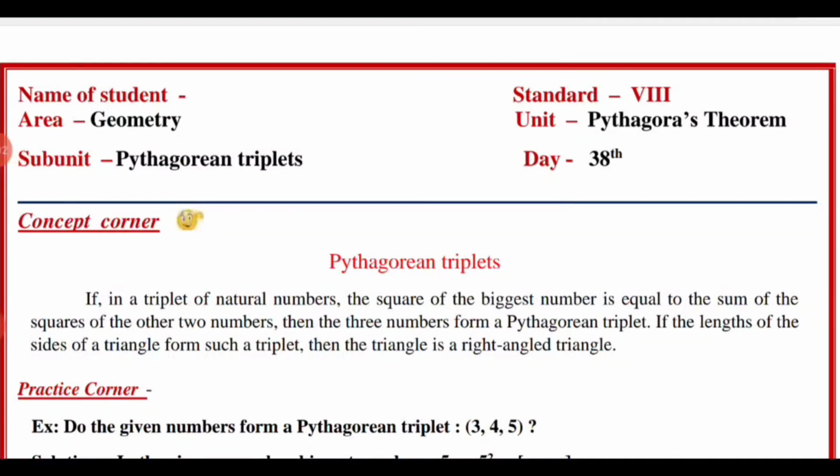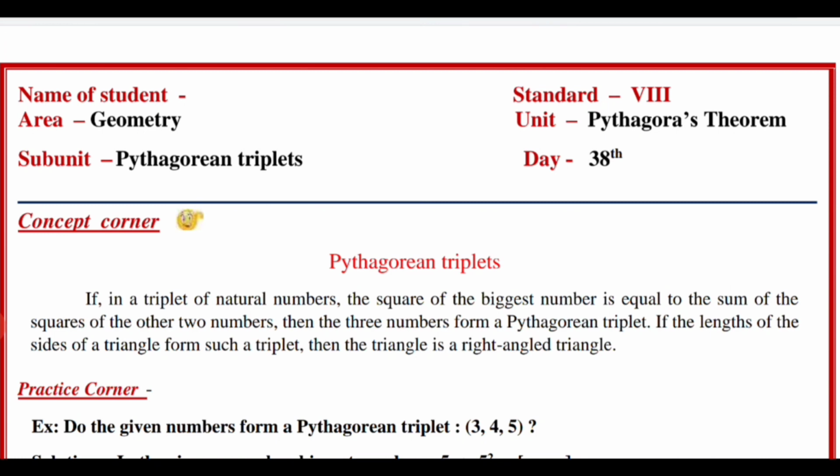So children, let us continue with day 38 and activity sheet number 38 in the same video, as it is dealing with area geometry. Unit is Pythagoras' theorem and subunit is Pythagorean triplets. So let us see what is the meaning of Pythagorean triplet. In concept corner, it is given if in a triplet of natural numbers. Triplet means what? 3 numbers. So if any 3 numbers are there and the square of biggest number is equal to the sum of squares of other 2 numbers, then those 3 numbers form Pythagorean triplets.